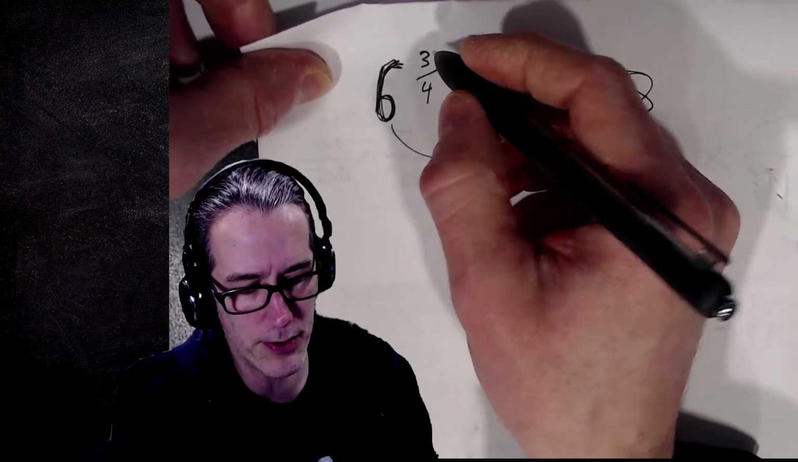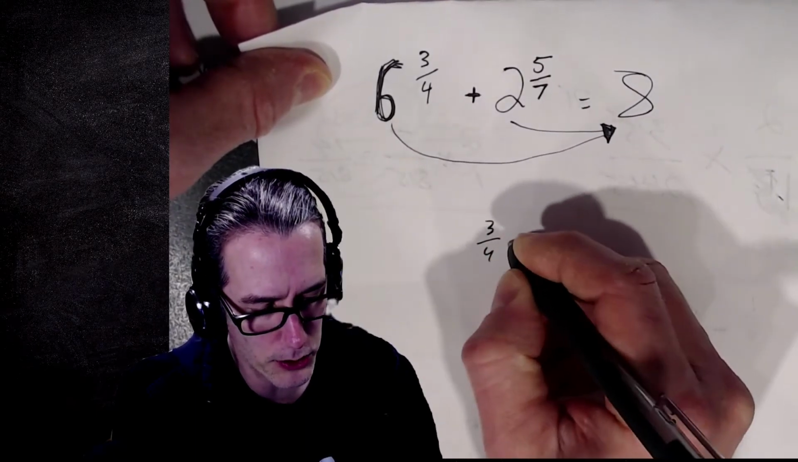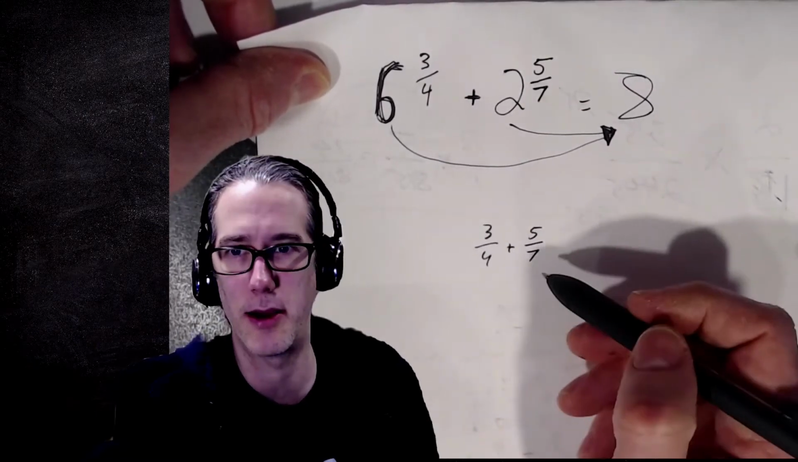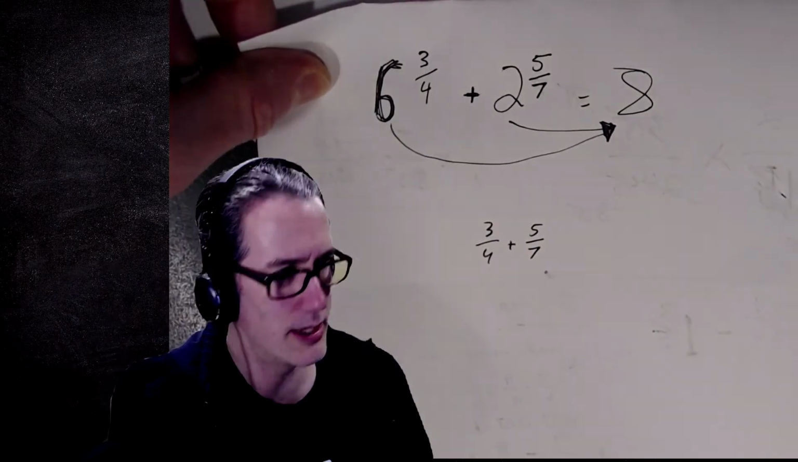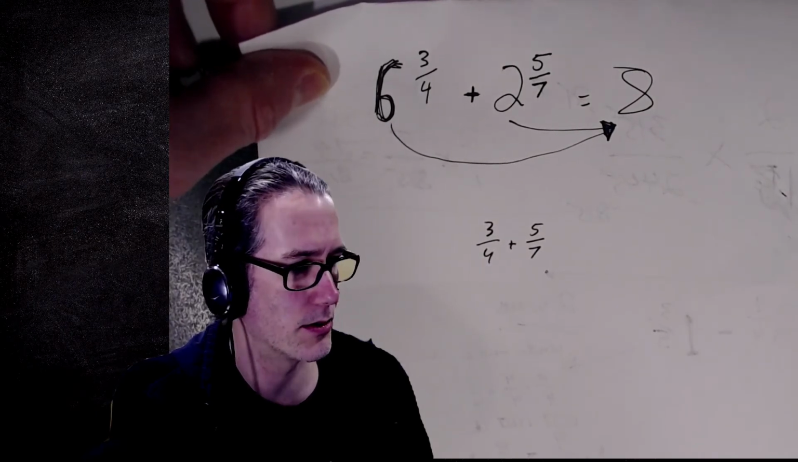Then I only worry about the fraction part, which I'm going to rewrite just a little bit below. 3/4 plus 5/7. Now I need to find that common denominator. And in this case, I think the easiest one is probably the best one.